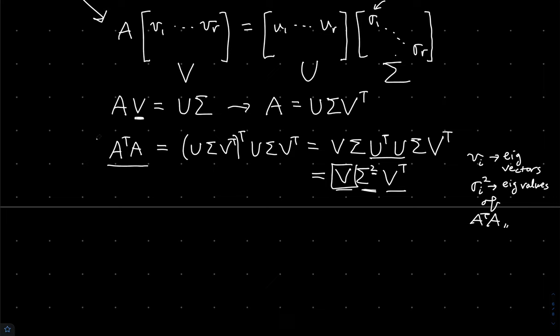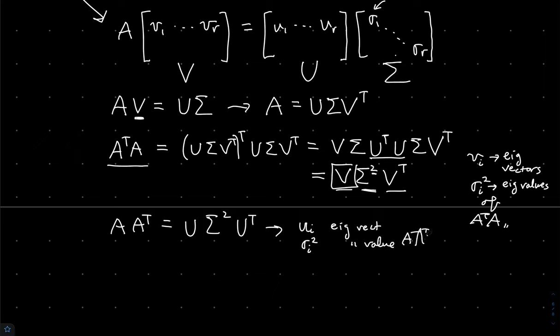We could also do a similar process for AA transpose to get U sigma squared U transpose, and then say the ui's are the eigenvectors and the sigma i squares are the eigenvalues of AA transpose. We could do that to get the U vectors, but I mentioned that the vi's and the ui's must satisfy A vi equals sigma i ui. So we need corresponding pairs of these.